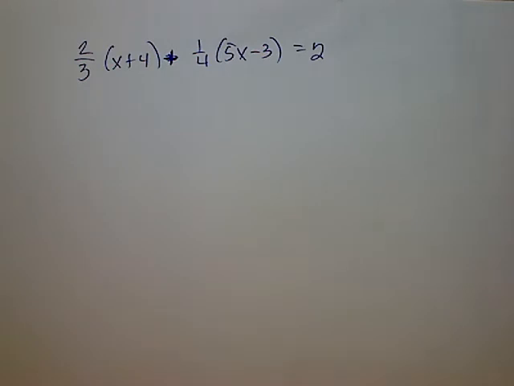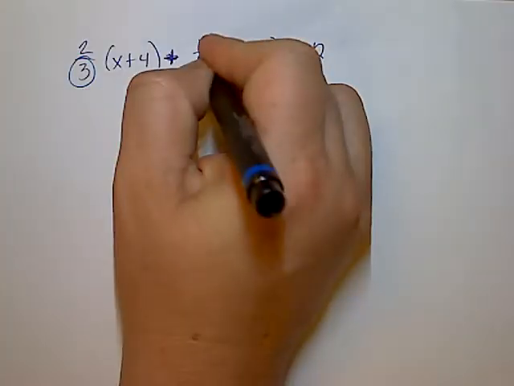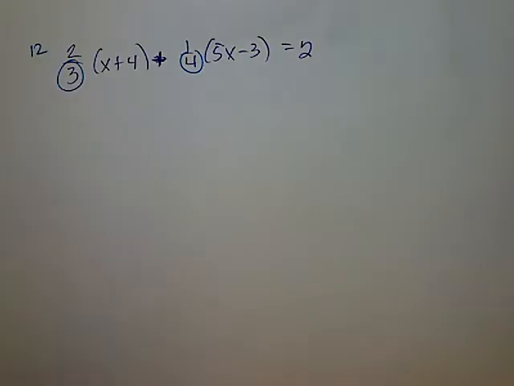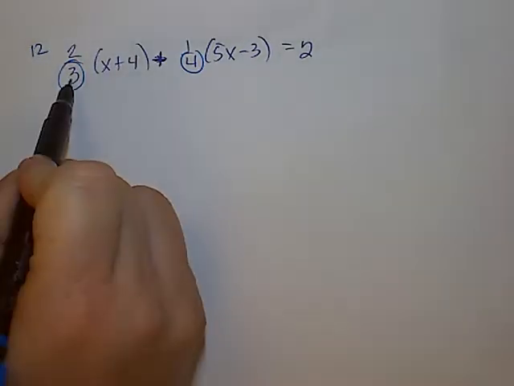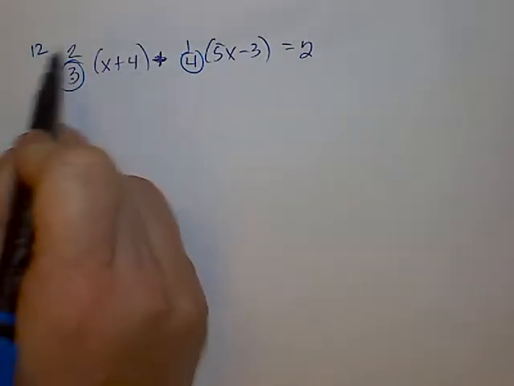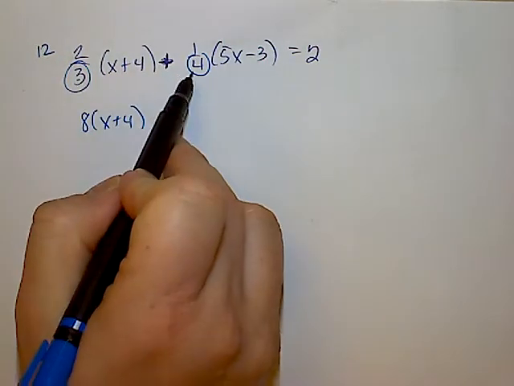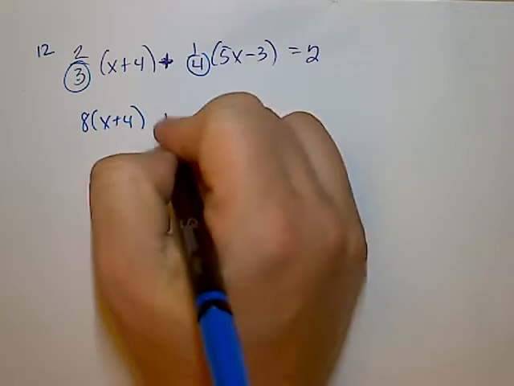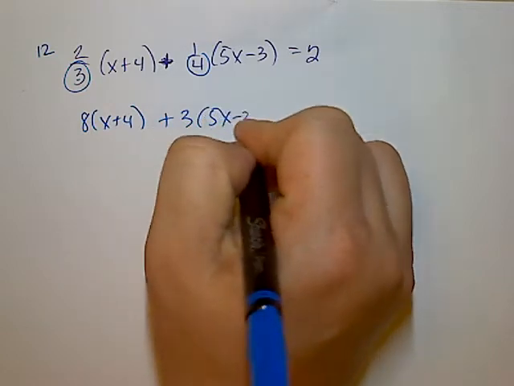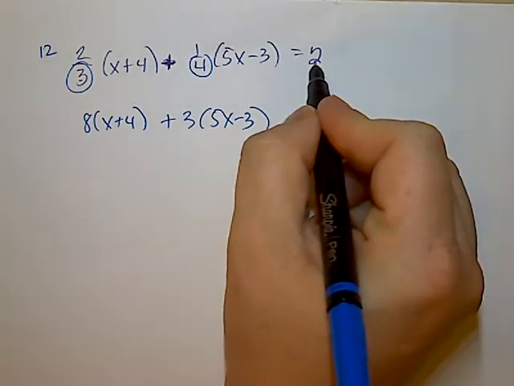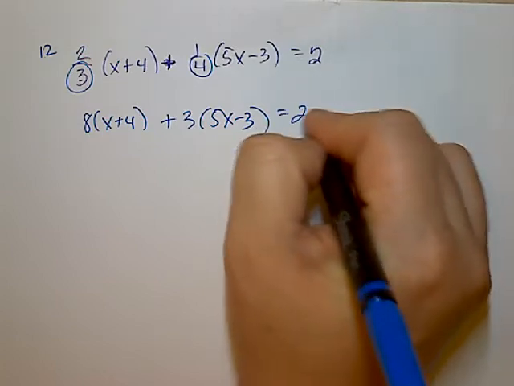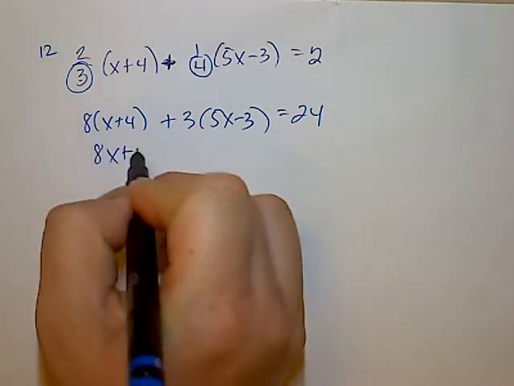So if we want to solve for x, let's start by identifying the 12. 12 divided by 3 is 4, and 4 times 2 is 8. 12 divided by 4 is 3, and 3 times 1 is 3. 12 times 2, don't forget about this, 12 times 2 is 24. Now distribute.